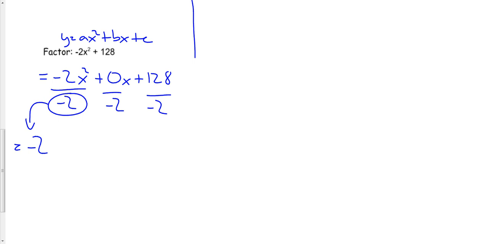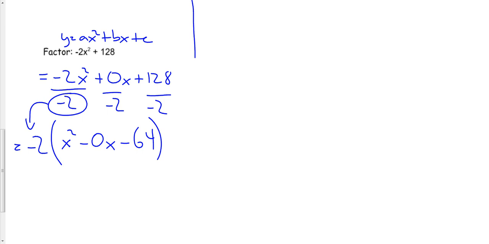So I got negative 2 out front, and then negative 2x squared divided by negative 2 is just going to give me x squared. 0x divided by negative 2 still leaves me with 0x. And positive 128 divided by negative 2 will leave me with negative 64.